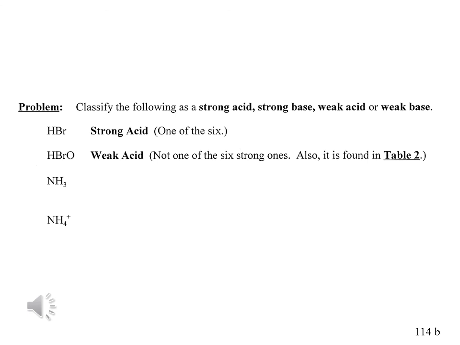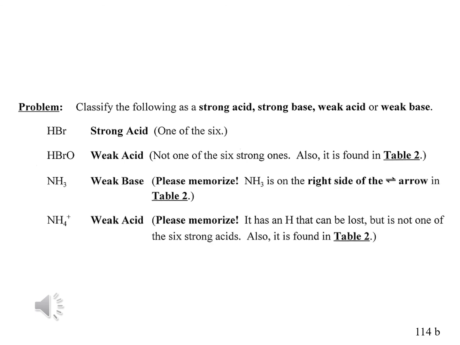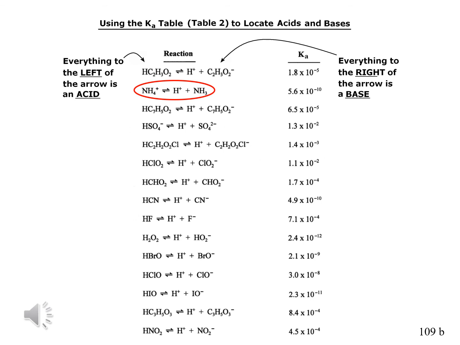The last two are the ones I really want you to make a mental note of because they're easy to forget. NH3 is the one that's on the right of the arrows, which makes it a weak base. NH4 plus is the one that's a weak acid. Those are really important to remember, especially when we do buffers. So here they are, and if you look at the Ka table, they're in the same row. And here they are circled.